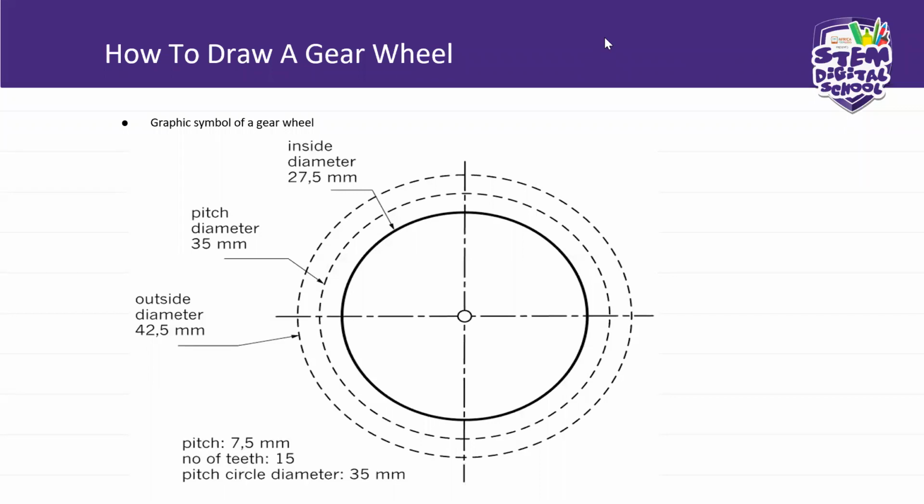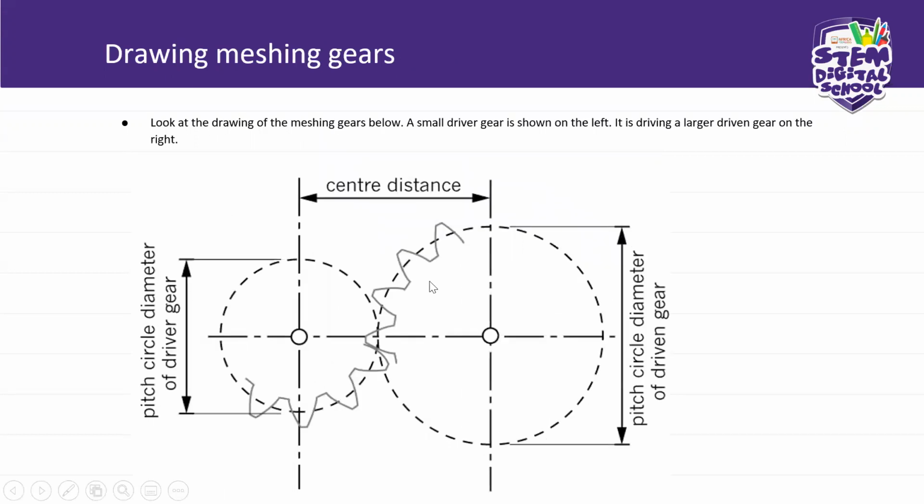Yeah, do practice these drawings. That's how you draw your gears. You draw one gear. Now, if you are to draw meshing gears, look at this drawing. A gear mesh is when the teeth interlock. So if you look at this part, this is where the teeth have interlocked.